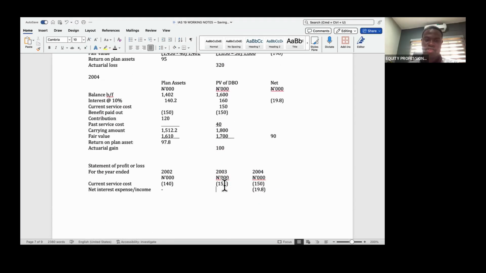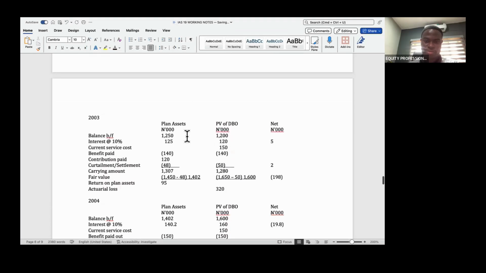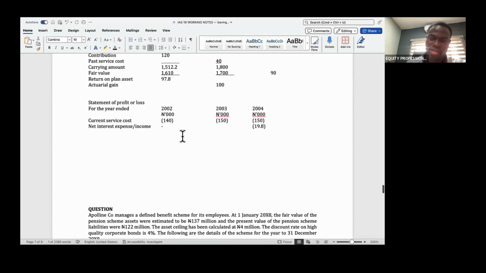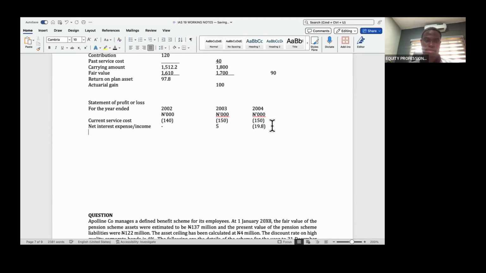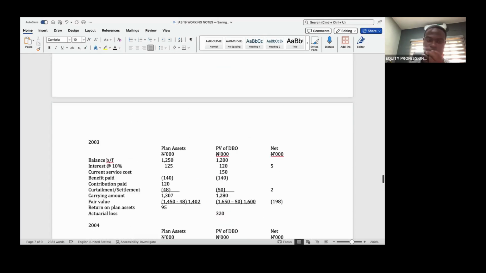So what's the net interest expense for 2003? It's 5. And this one is not even an expense, it's a net interest income because the asset side is higher than the liability side. So it won't be in brackets. 5. Which other one?